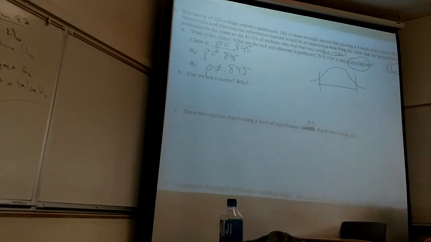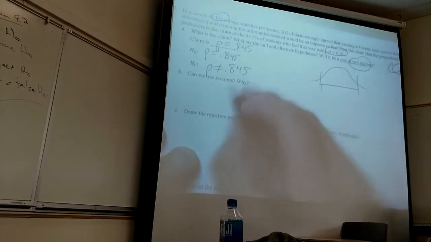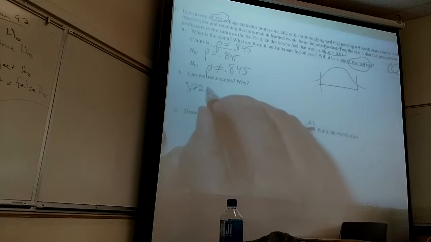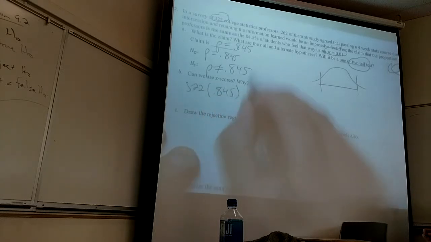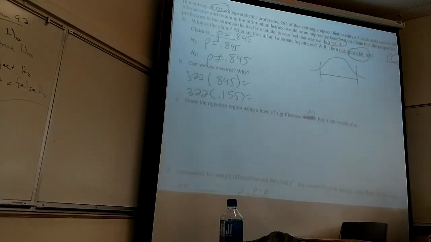What do I check? N times P, the thing we just talked about a minute ago. NP. What's N? 322. Yeah, the total number. I like it. 322. What's P? 0.845. I love it. I didn't say P hat. I said P. And then I want 322 times Q hat. 155. It's pretty obvious they're both going to be bigger than 5, but you just got to show me.